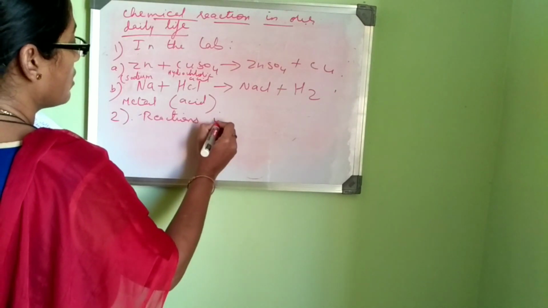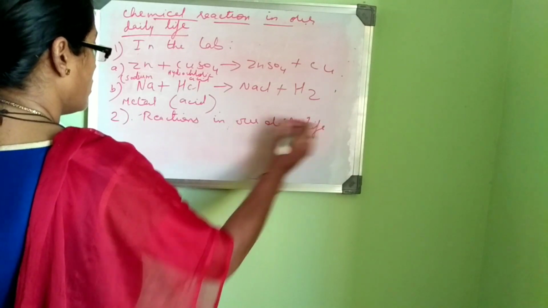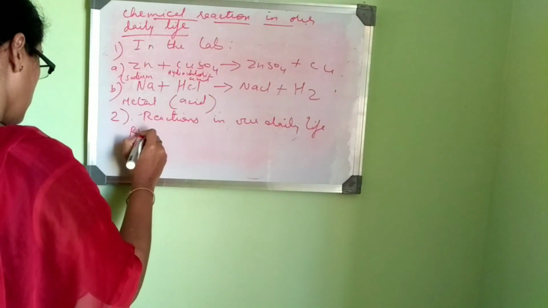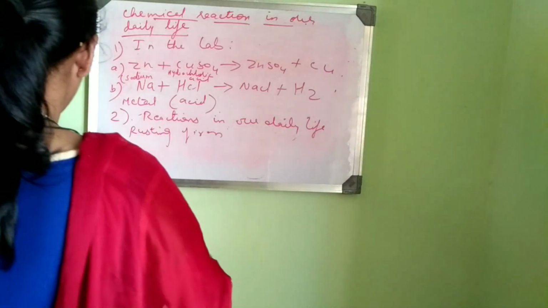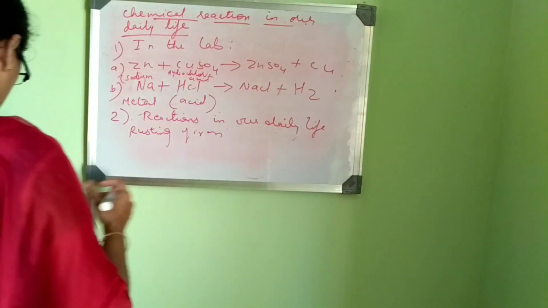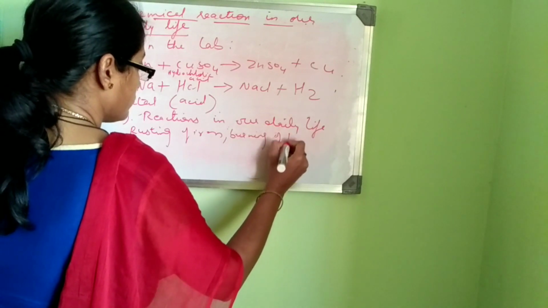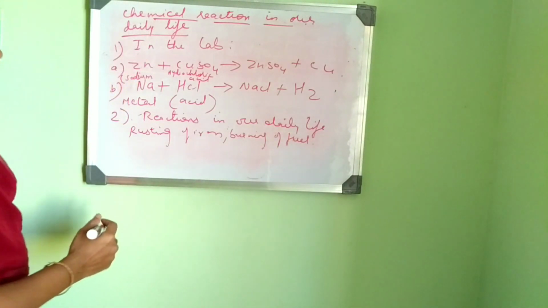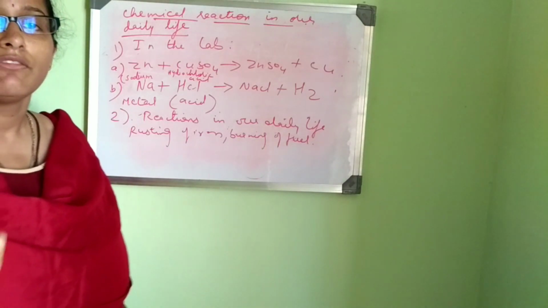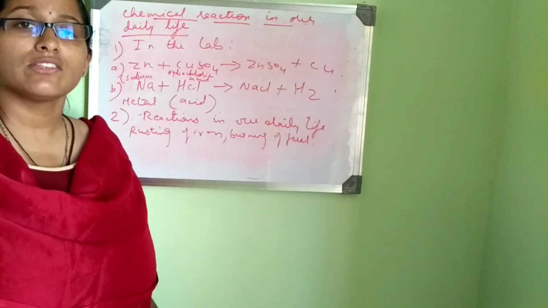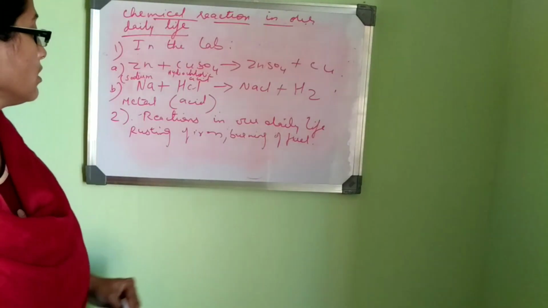Next we will see reactions that take place every day, meaning every day we are seeing reactions in our life, such as rusting of iron, burning of fuel, etc. When you burn paper, finally there is ash left, and this ash cannot be turned back into paper. So this is also a chemical reaction that can be seen in our daily life.